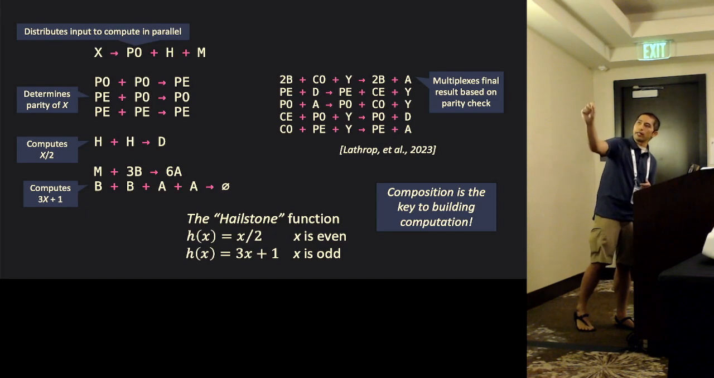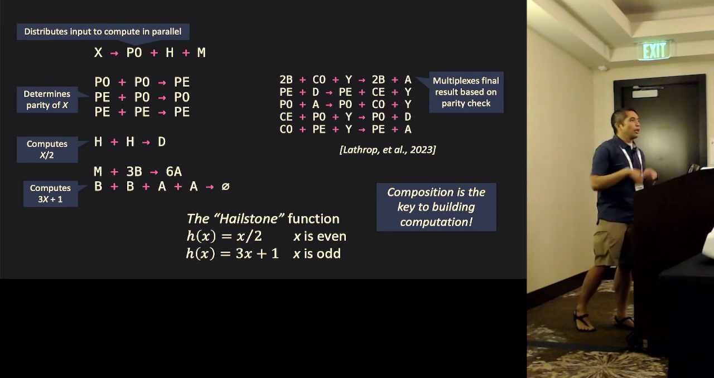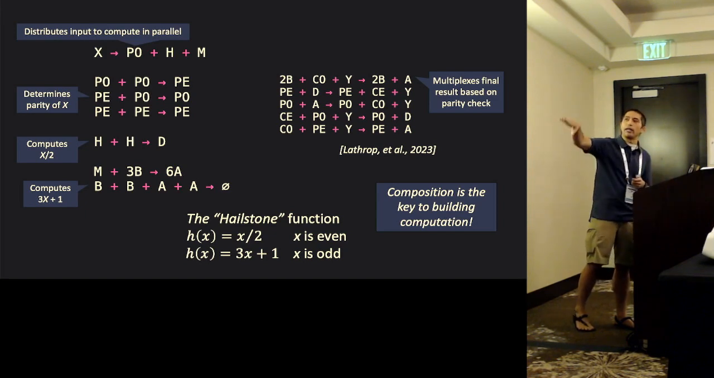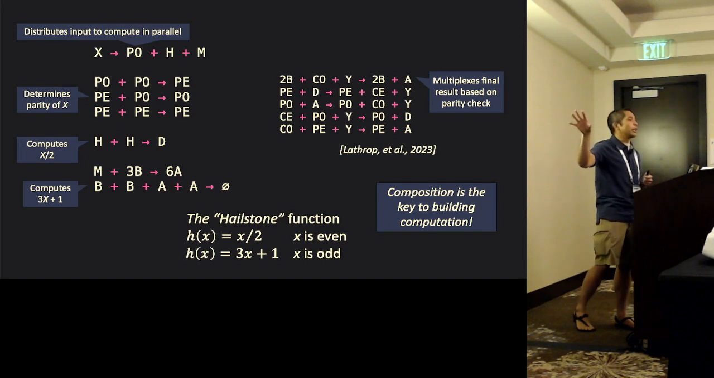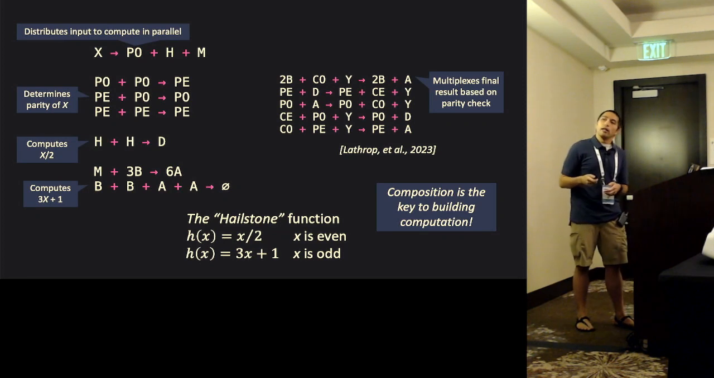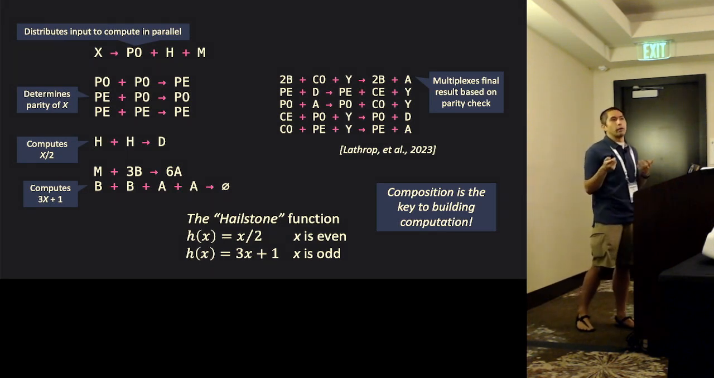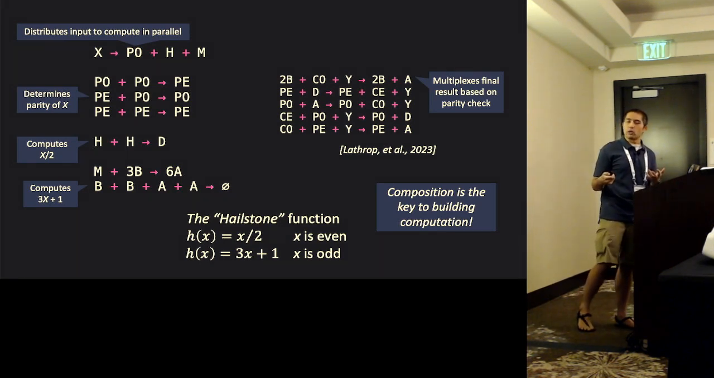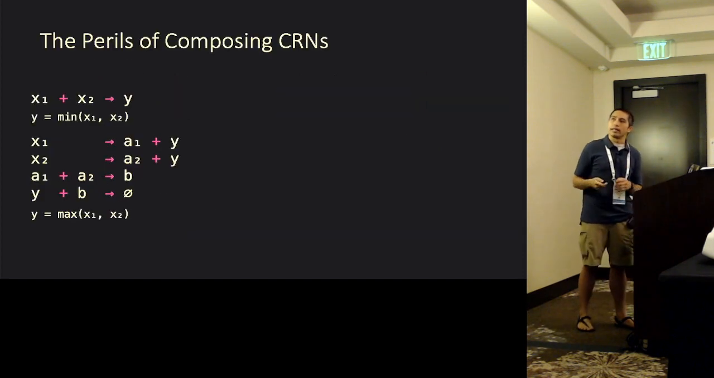I was able to break things up into these chunks, and if you believe me, in our proof we actually go through all the pain of proving that all the parts do what they do, and then in combination, they all do what they do. It seems relatively straightforward, but because of how chemical reactions work, that's not always the case. Let me give you an example of this.